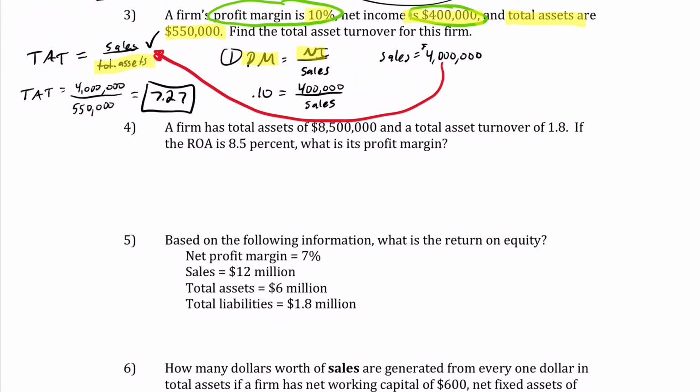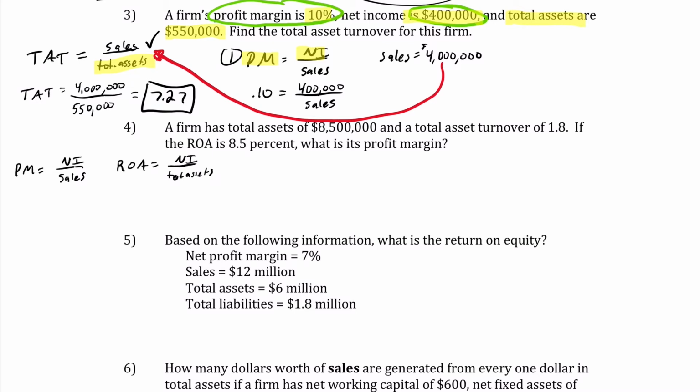Number 4, a firm has total assets of $8.5 million, total asset turnover of 1.8, ROA is 8.5%. What is profit margin? Well, we know that the profit margin equation is net income over sales. I look at the information that's provided. They have not given me any of that. So let's look at the ratios that they provided. They gave us an ROA. ROA's equation is net income over total assets.